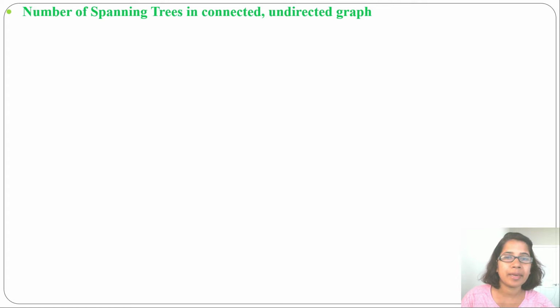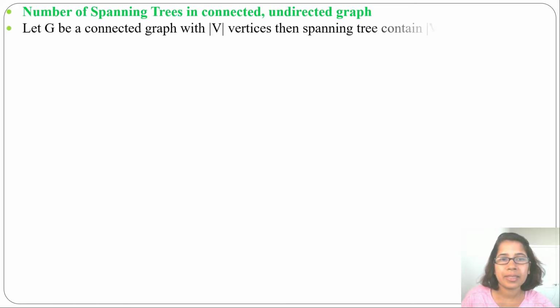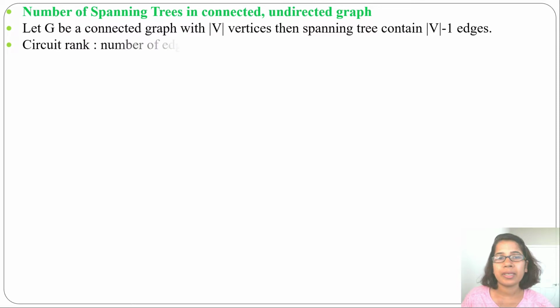First, the number of spanning trees in a connected undirected graph. Weights are not assigned for the edges, or you can say it is a non-weighted graph. If G is a connected graph with V vertices, then the number of edges in a spanning tree is the number of vertices minus 1.